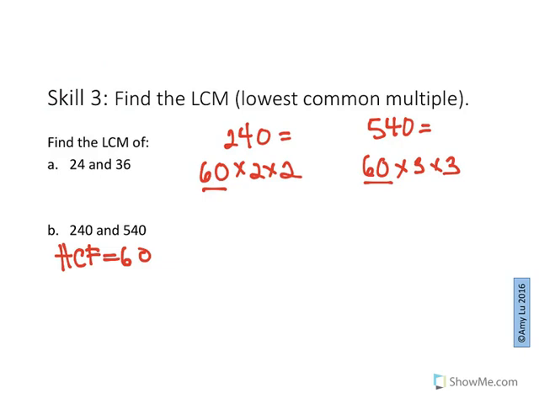Okay, so we knew that the highest common factor of 240 and 540 was 60 to start. So what's left over? They have a 2 and a 2 and a 3 and a 3 left over. So let's work out their lowest common multiple. First, take the 60 that they have in common, and let's multiply what's left over.